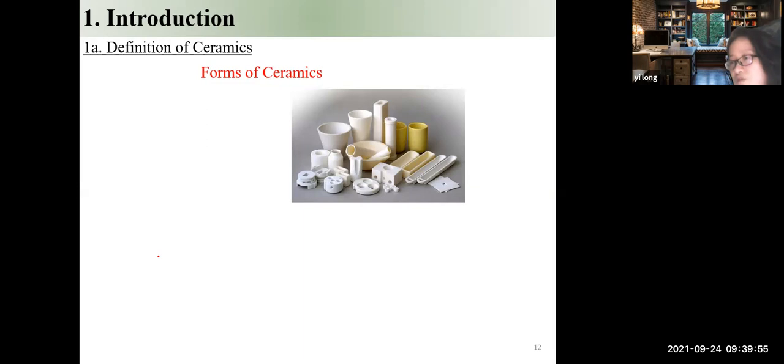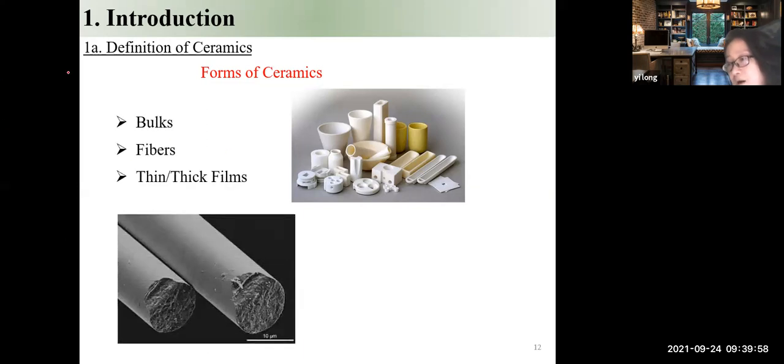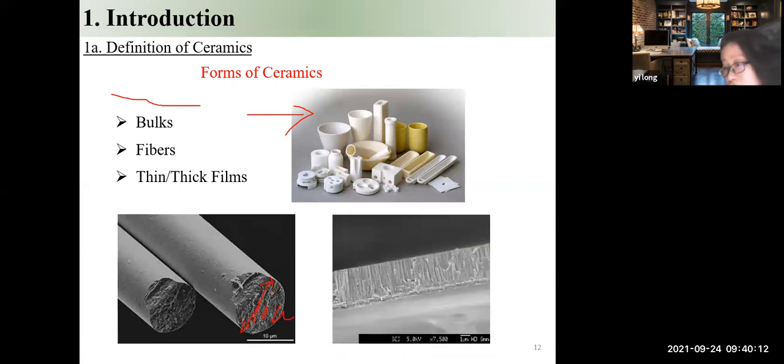Okay, so the forms of ceramics. Mostly people say, hey, this is bulk, which means it's a big one. Some are fibers. You can see the fiber diameter here is only about 10 microns, roughly the same as your hair. And also thin films. In this case, you can see this is the substrate, on top you have an interface with the substrate, and then this is the thickness of the film. So you just deposit on top of something. These are some forms of ceramics.